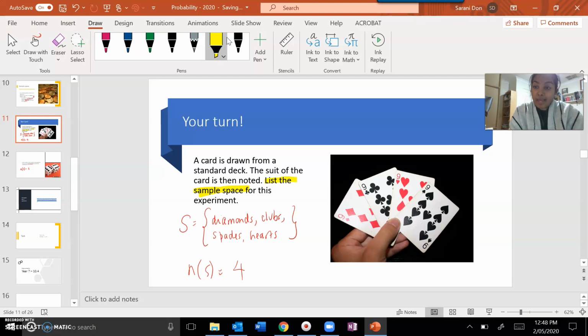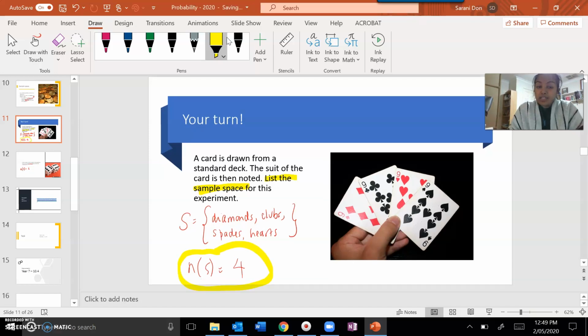So that's why we write a capital S equals, and in this case, it was the different types of suits we can get in the card pack. So it's diamonds, clubs, spades, and hearts. I listed it out with the capital S and the brackets. If I ask you what is the number of possibilities in a sample space, that's when you do it this way with the little n and the brackets, and you state 4 because that's how many different suits there are. But this particular question is asking to list.